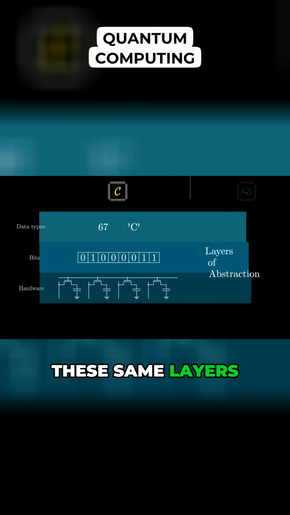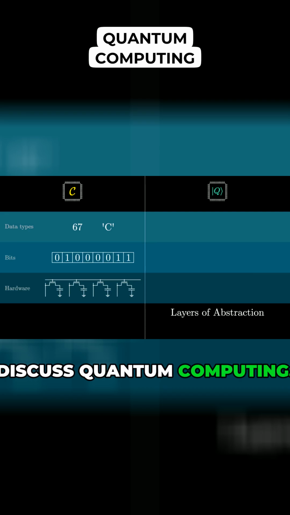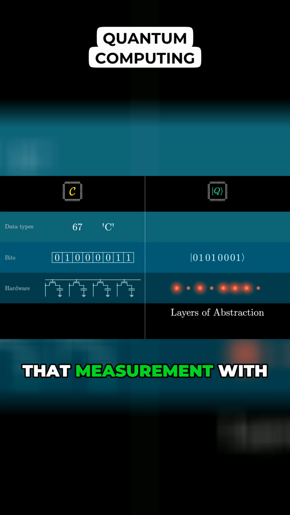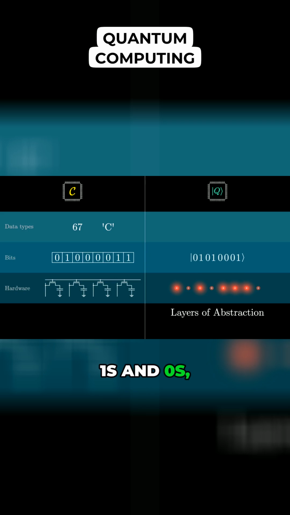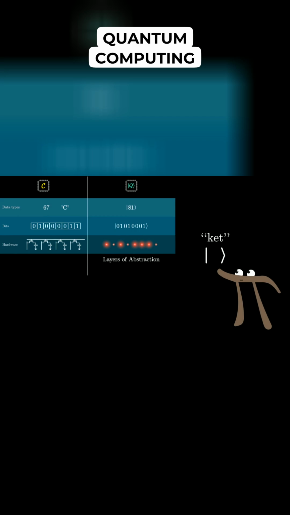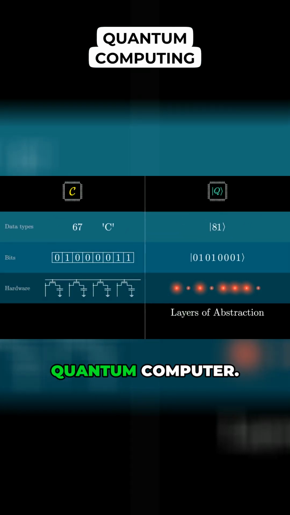Now, these same layers of abstraction provide a pretty helpful framing when we discuss quantum computing. Over there, there's also some underlying physical measurement, and again, you represent the outcome of that measurement with some sequence of ones and zeros, and again, this might implement some actual data type that you care about, like a number. This symbol that I'm showing, by the way, is called a ket. I'll explain it properly in a couple minutes, but for right now, just think of it as conveying that something is coming from a quantum computer.